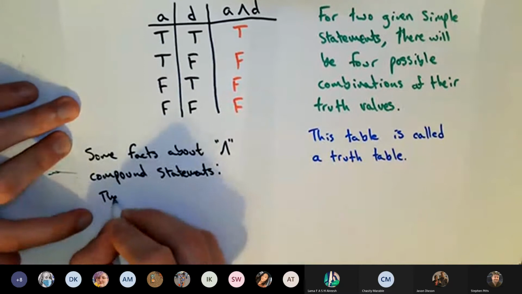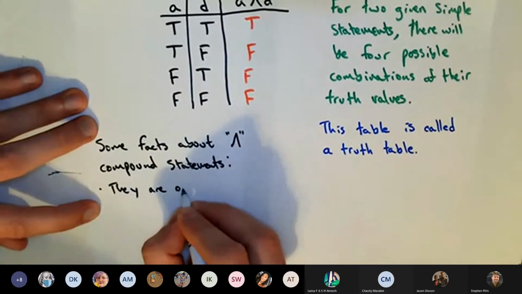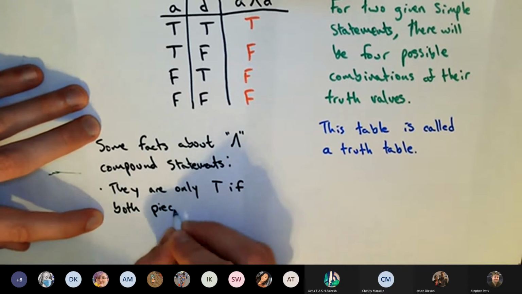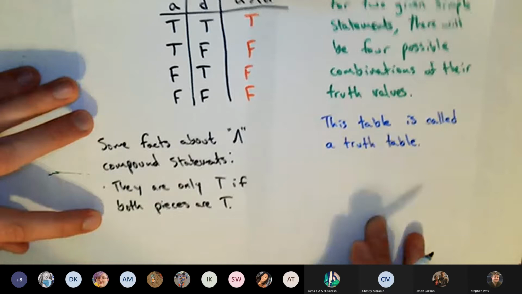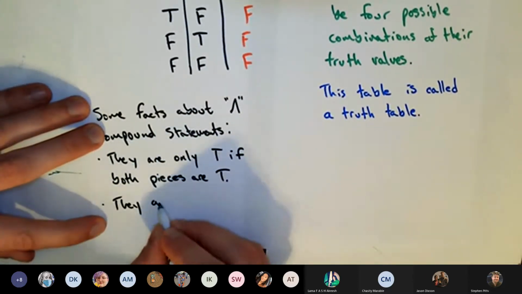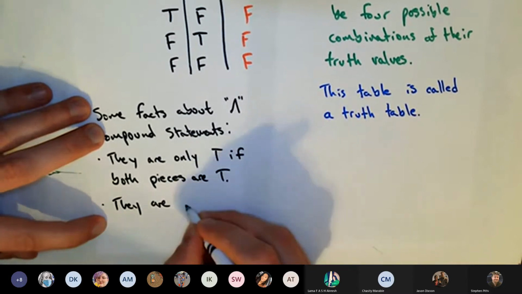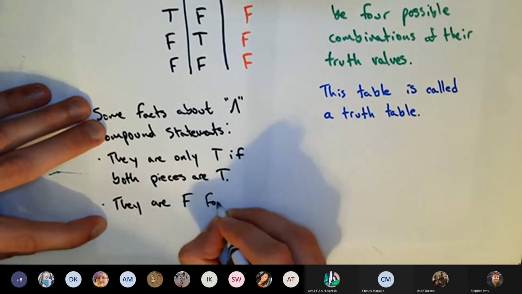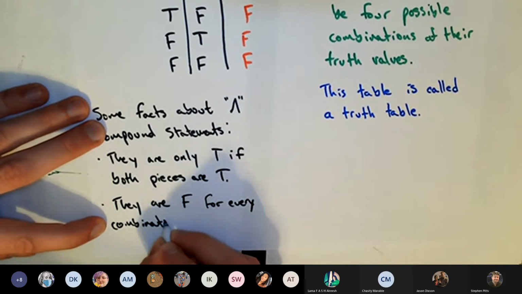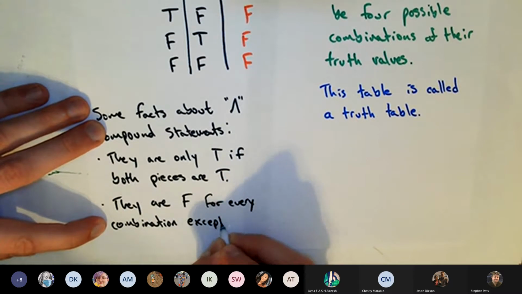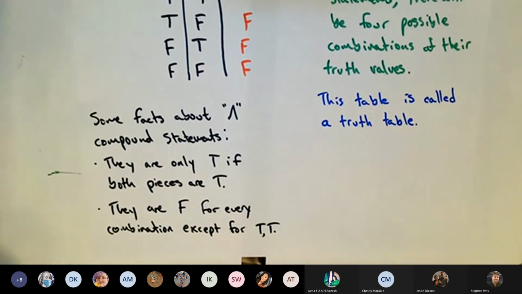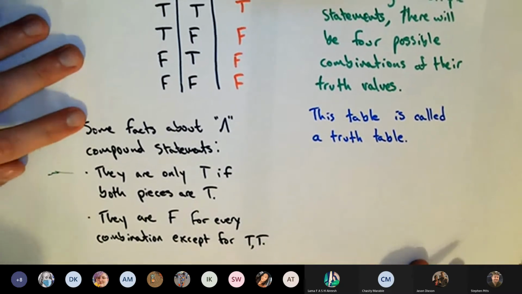Okay, here's fact one. They are only true if both pieces are true. And when I say pieces, I mean these simple statements. They are now pretty much saying the exact same thing in a different way here. They are false for every combination except for true, true, right? If you give them an input of true, true, then they are true. In every other case, they're false. All right.